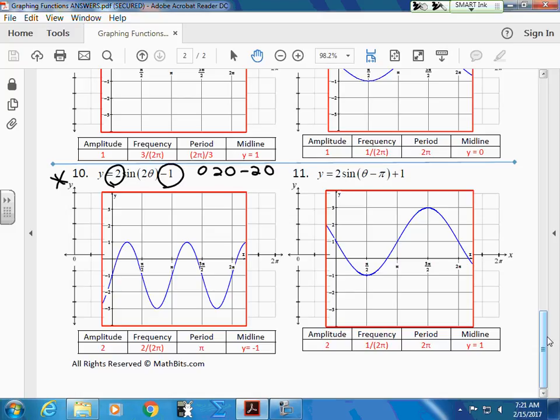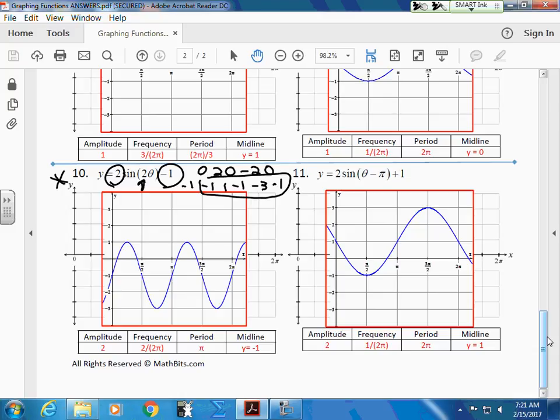What does this guy mean, the negative 1? Shift down. So I'm going to subtract 1 from everybody. Negative 1, 1, negative 1, negative 3, negative 1. Is that right? Okay. Then what does this 2 mean?